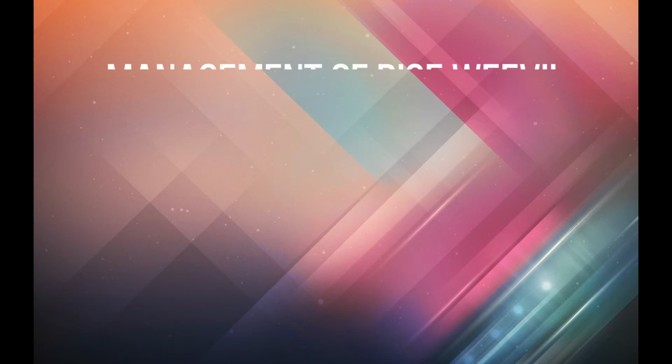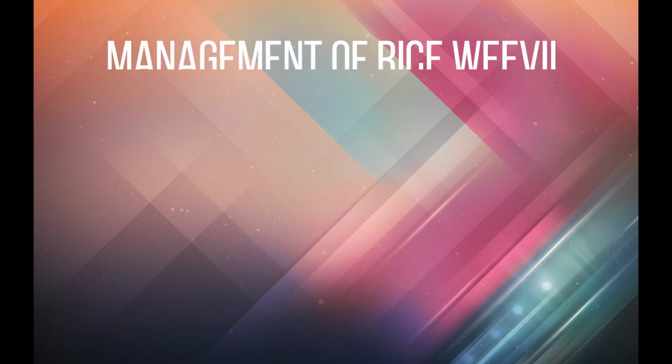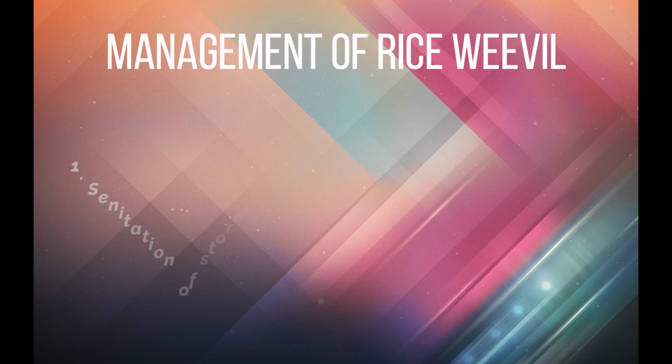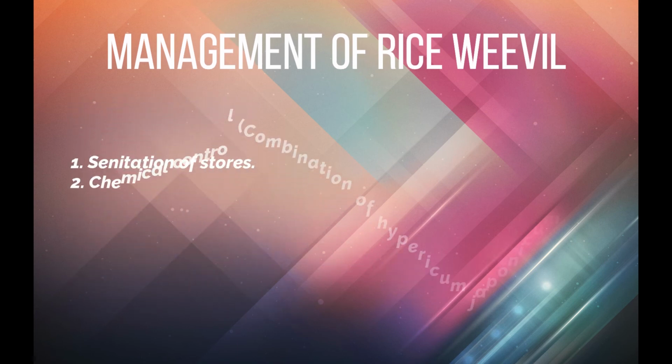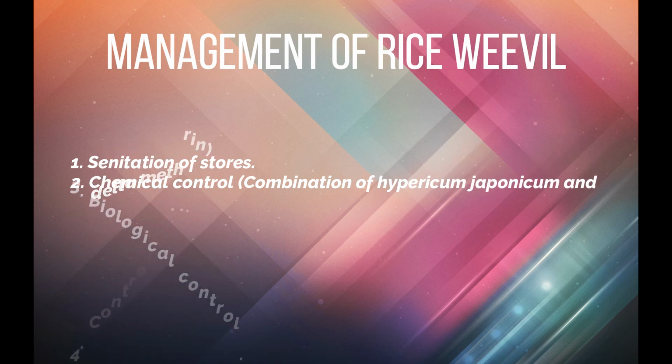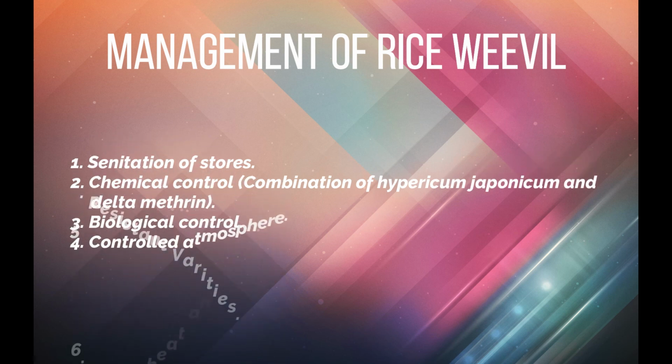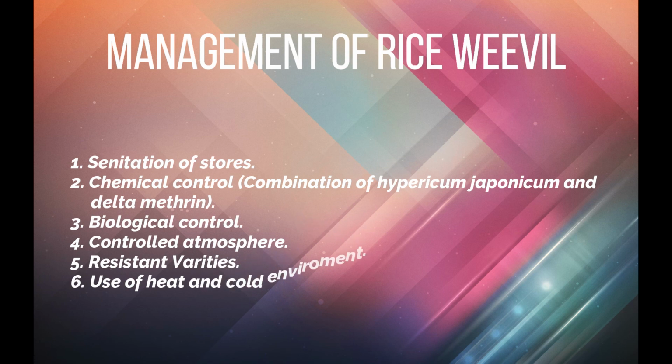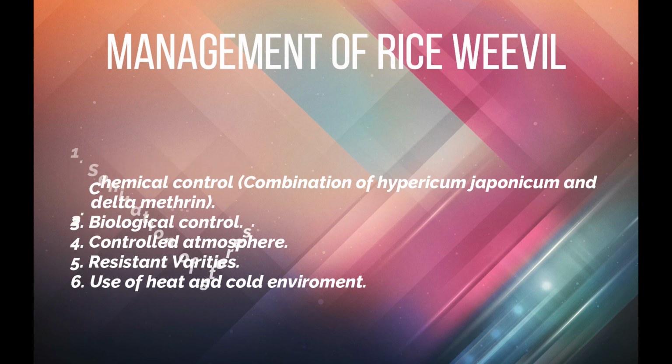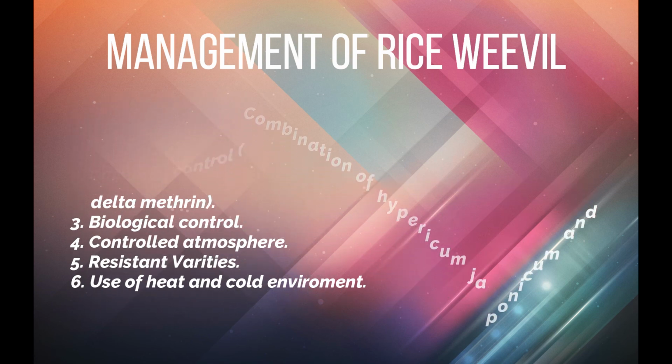Now talking about the management of the stored grain pest, the rice weevil, there may be many methods to control it, that is sanitation of stores, chemical control, that includes hypericium and gypnosium and deltamethrin combination may be used to treat the rice weevil, but the chemical must not be applied directly to the grains. Biological control method: controlled atmosphere, that is hermetic storage, resistant varieties, and the use of heat and cold environment.